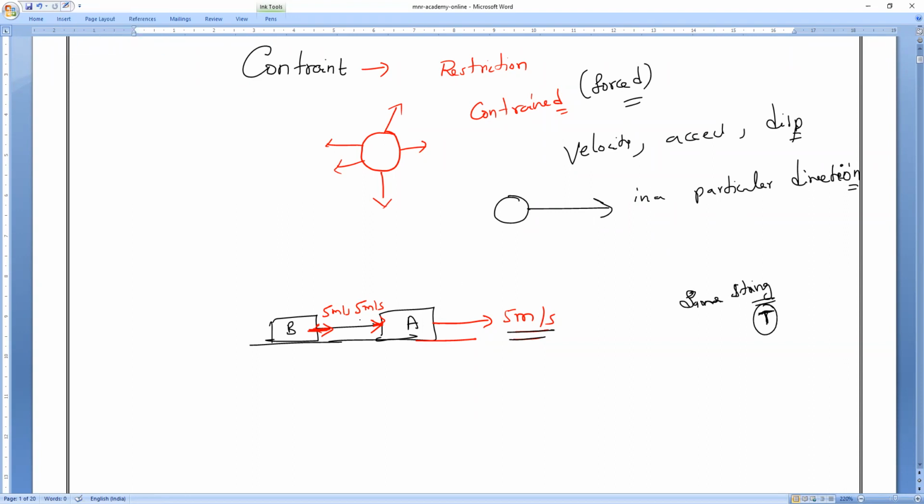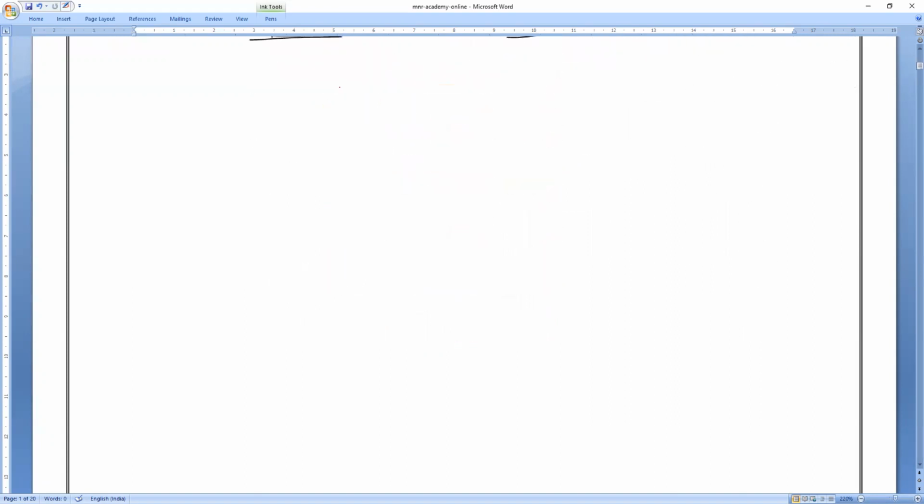If the bodies are attached with the same string, which is not extendable, no stretching, no compressing, then if the applied velocity is 5 meters per second, meaning body A started moving at 5 meters per second, then body B also moves with the same 5 meters per second in a particular direction. The body can be constrained to any direction, but it has been restricted to move in a particular direction. This kind of motion we call constraint motion, everybody. Okay.